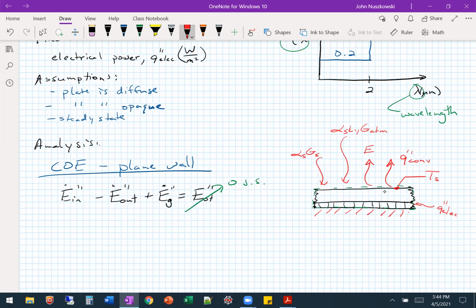So now we have our labels, okay? So now I feel comfortable writing our E in and E out and generated. So energy in, I'll do the solar first here. Okay. Out, or also in, we have the sky, right? Portion. And we have our emission. Convection. And then generated from electrical, which is equal to zero.